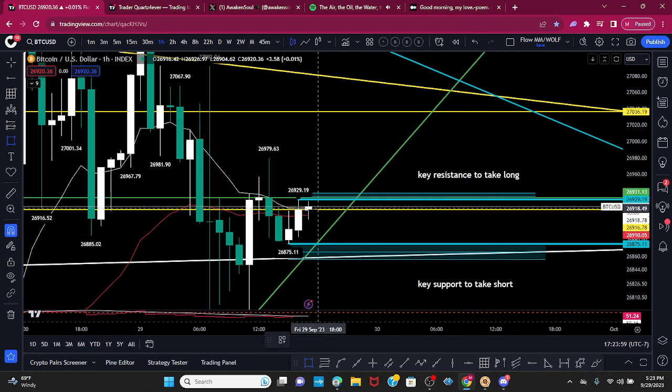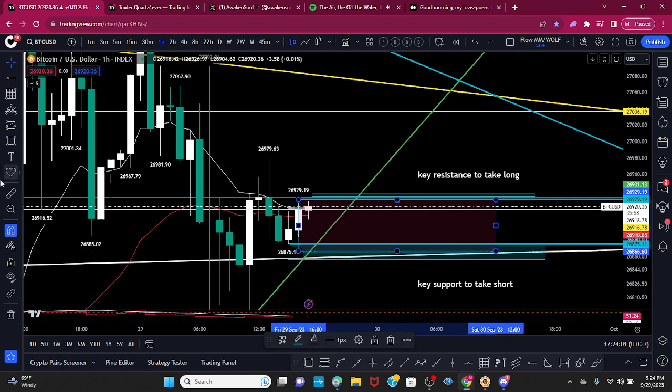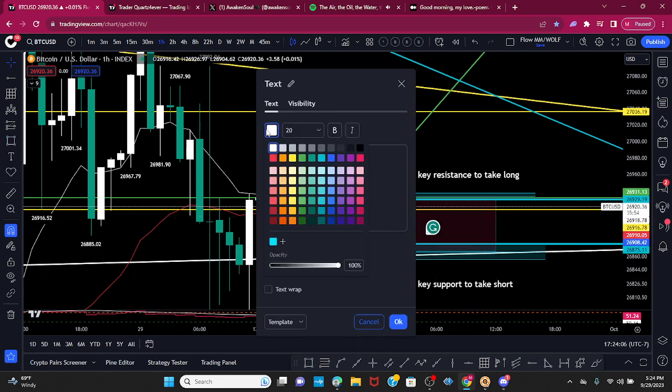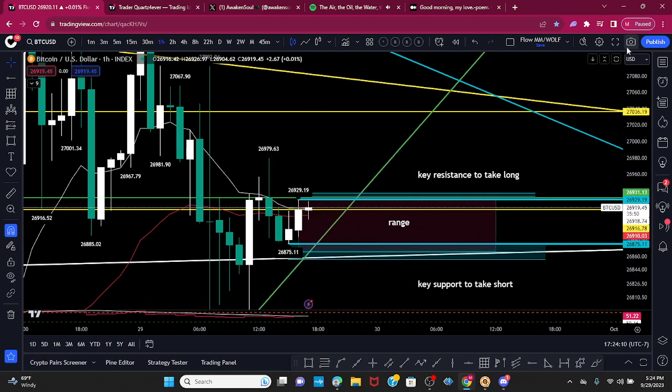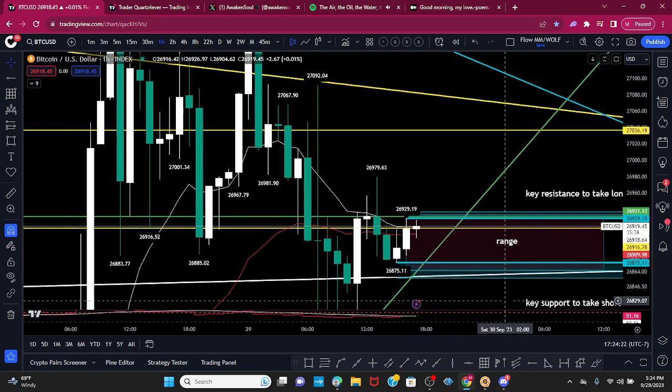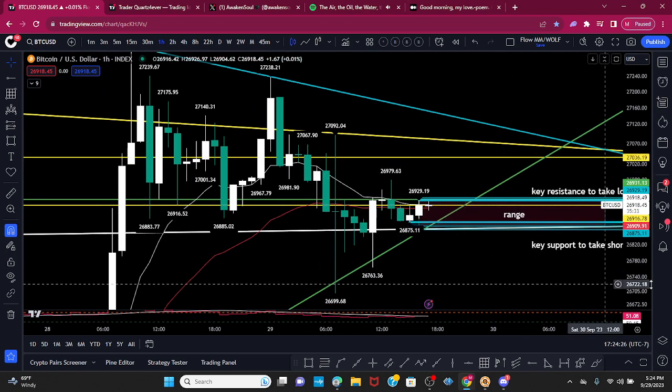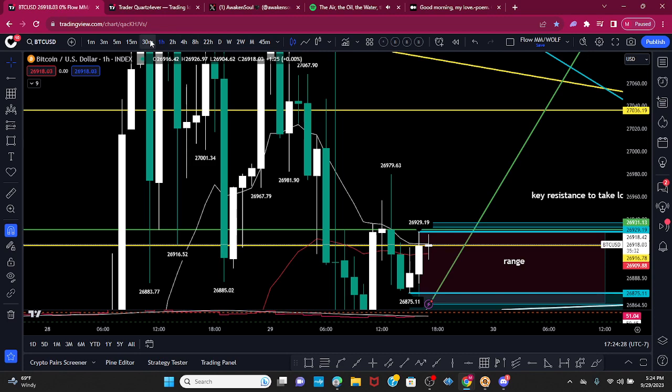And so we have resistance, we have support. That gives us our range, and this is our setup range. So this is a great learning example that you don't have to go to the 5 minutes. Sometimes the 1 hour is sufficient. Right here we're pretty much stuck. Like if we would go lower than this, right?